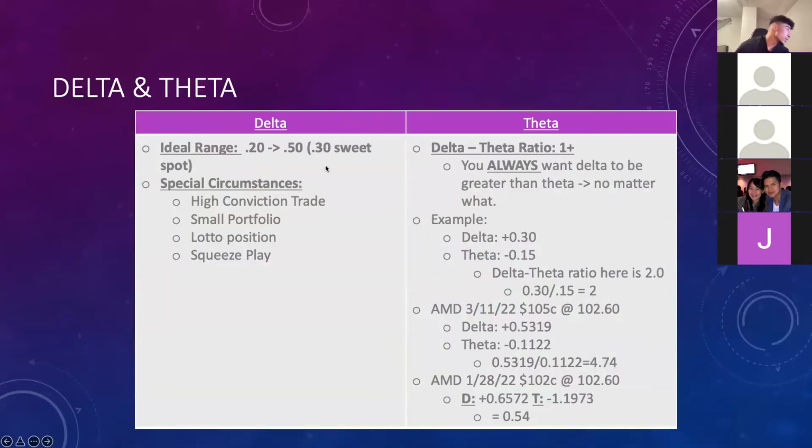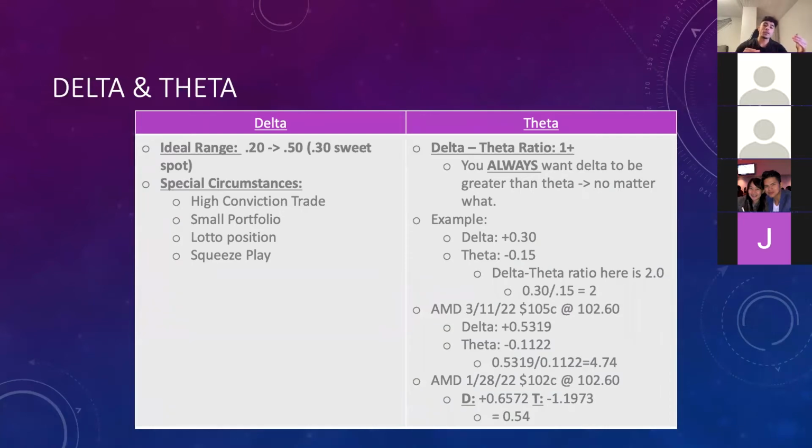So now we have some examples. Whenever you're looking at delta, you're going to see this very, very small number. It'll be like 0.22345 or whatever it may be. We're always looking for delta to be between 0.20 and 0.50. Now, when you're looking on a blockchain, it's very likely you'll see contracts that have a delta greater than 0.50.